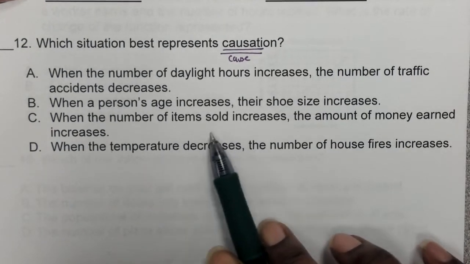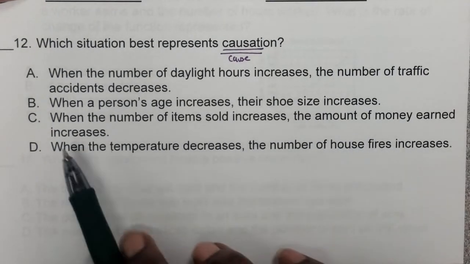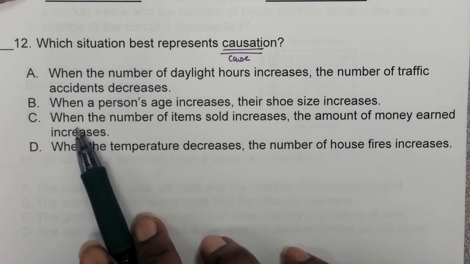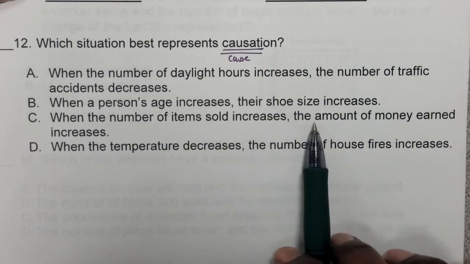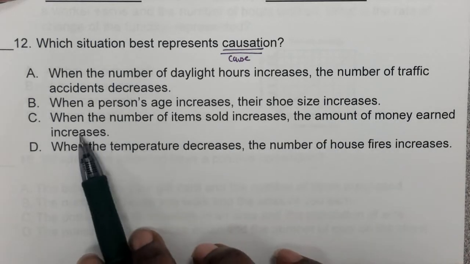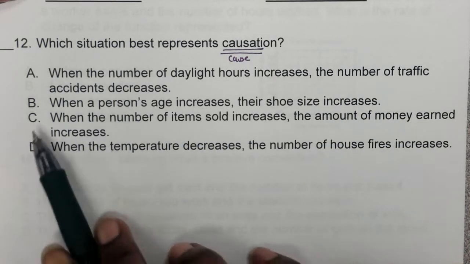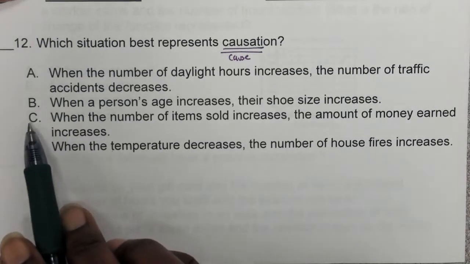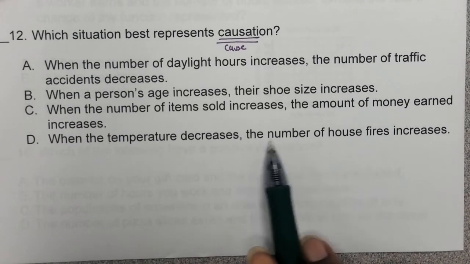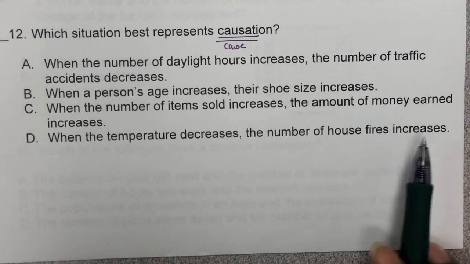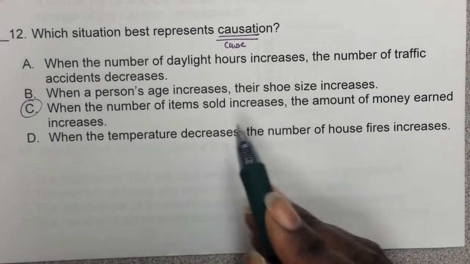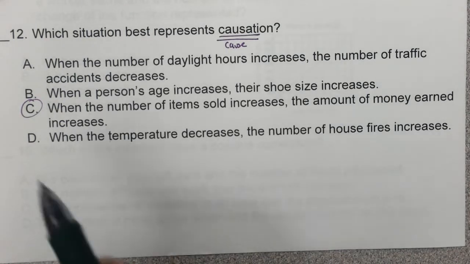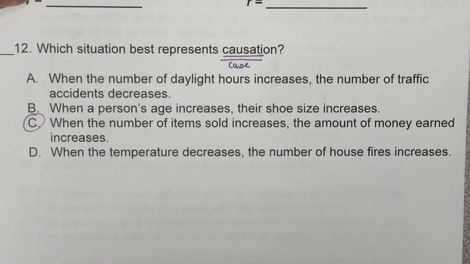When the number of items sold increases, the amount of money earned increases. This C right here is saying when you sell more items, it is causing your money to definitely increase as you're selling more items. That one sounds like the best causation so far. When the temperature decreases, the number of house fires increases. That's definitely not happening. I would definitely say the best causation on this one is going to be C. Talk to me if you feel different.